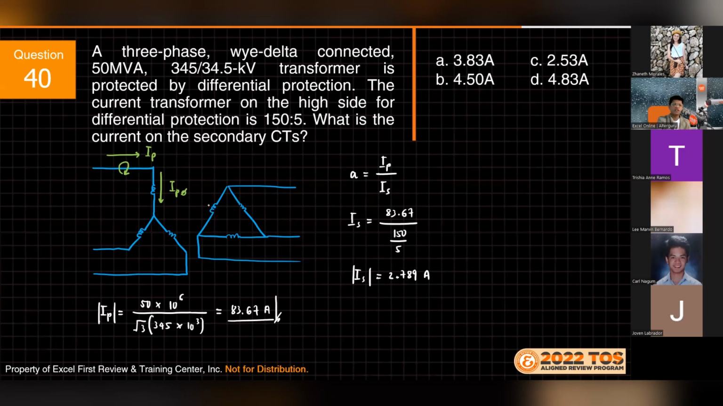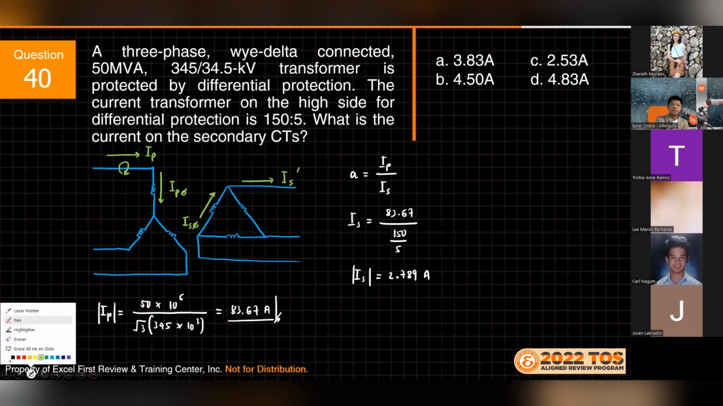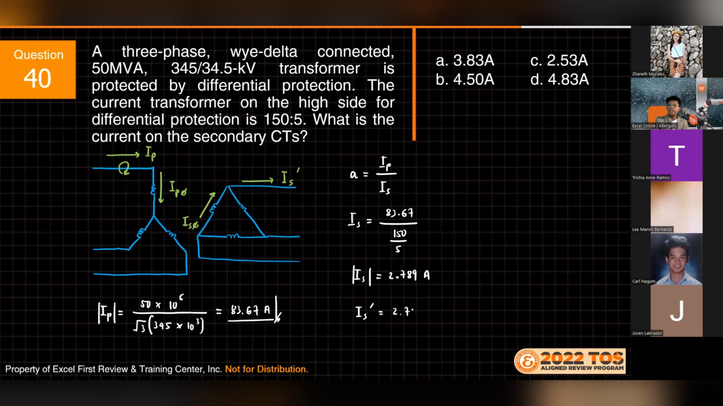Kaya lang kasi, this time, pag sinabi nyo kasing IS, it is what? Yung na-transform in the delta side na per phase. Let us remember this, no? Na pagka nagkaroon tayo ng transformation ratio, laging phase-to-phase siya. Phase current to phase current. Kasi hindi naman siya matatransform ng line-to-line eh. Ibig sabihin, ang hinahanap niya, the secondary current in current transformer is IS prime, which is 2.789.